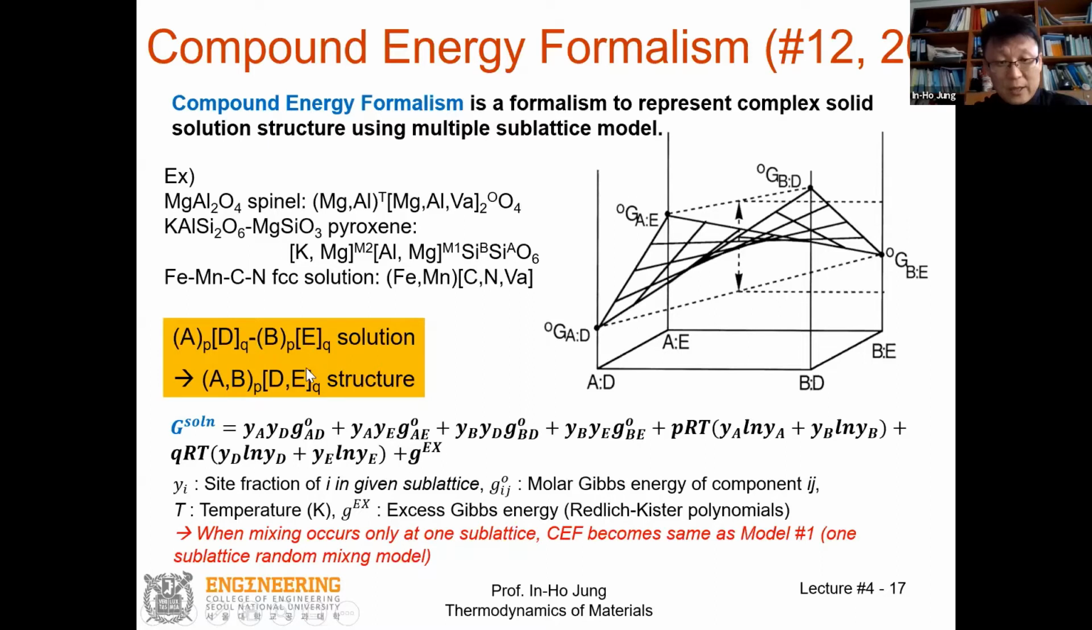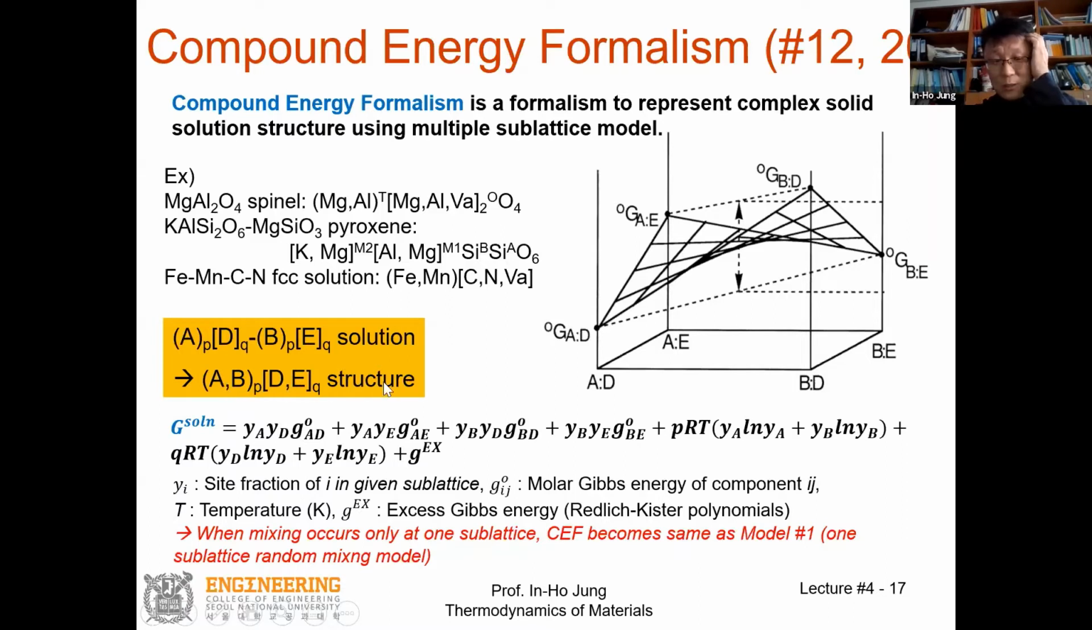And then D and E are mixing in the second sublattice, and the number of moles of the second sublattice is Q moles for the given formula. So the given formula in this case is M_P N_Q kind of formula. So in 1 mole of the formula, we have P moles of the first sublattice, Q moles of the second sublattice, and each sublattice is mixed by AB and DE.